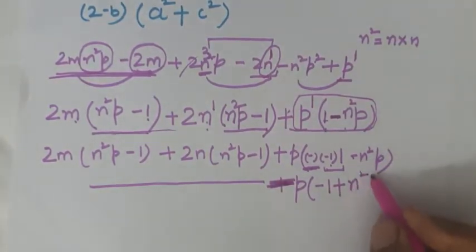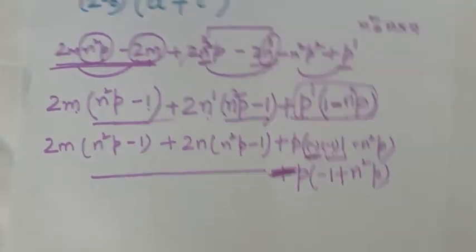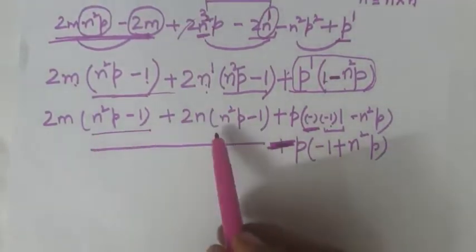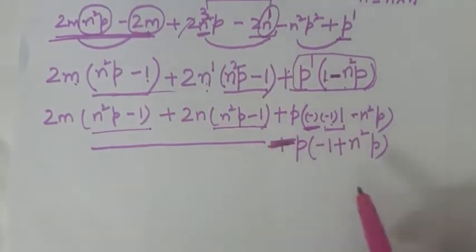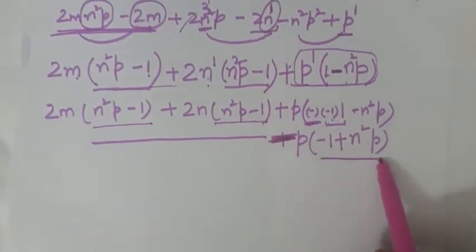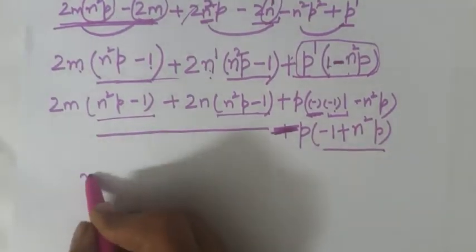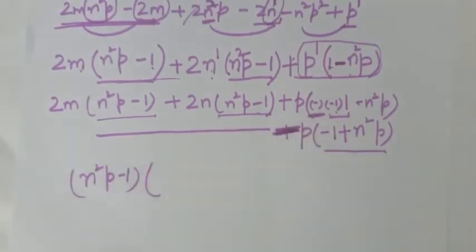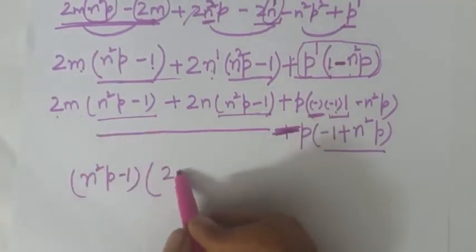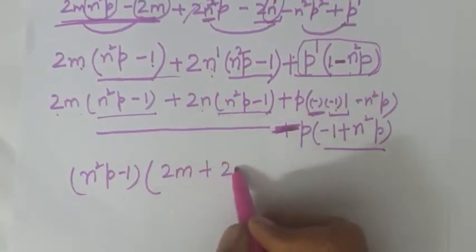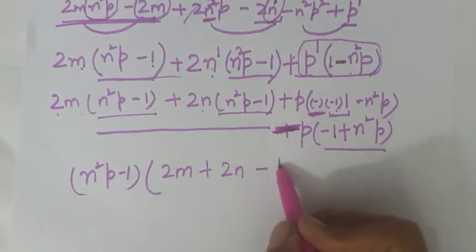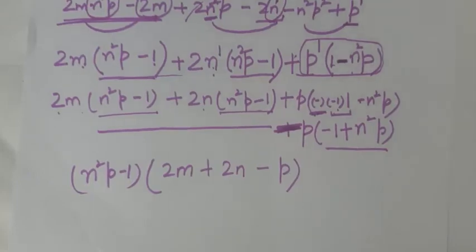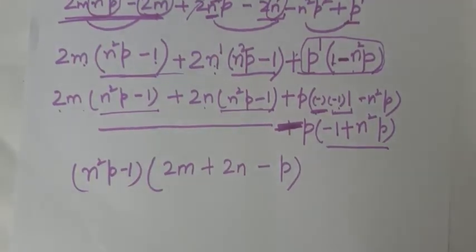Now children, see carefully. There is n square p minus 1. There is n square p minus 1. And there is also n square p minus 1. So, can I take n square p minus 1 common? Yes. So, what is left? 2m plus 2n minus p. So, there is no other term which we can take common. So, this is your final answer.